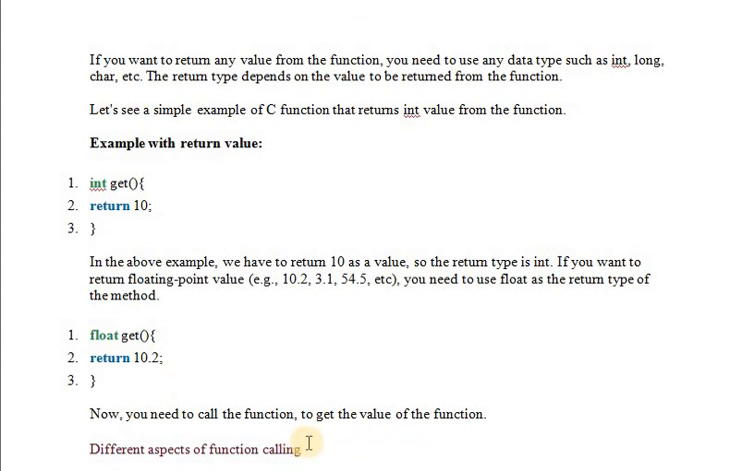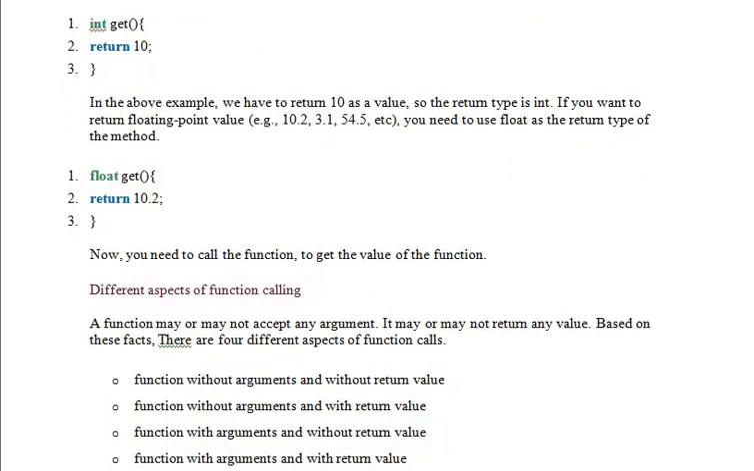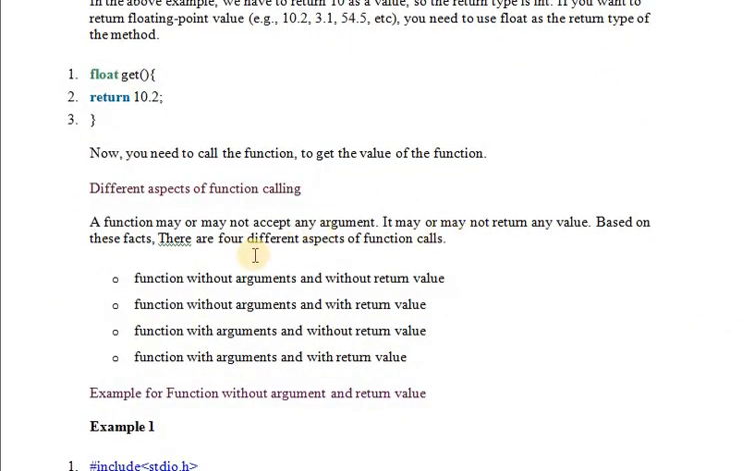Now we will see the different aspects of function calling. There are 4 types of function calling. The function may or may not accept any argument, and it may or may not have any return value. Based on these facts, there are 4 different types of function calls: function without argument and without return value, function without argument and with return value, function with argument and without return value, and function with arguments and with return value. We will see an example one by one for these 4 things.